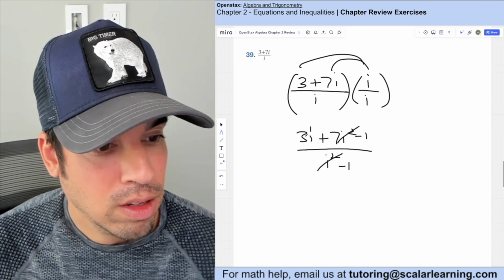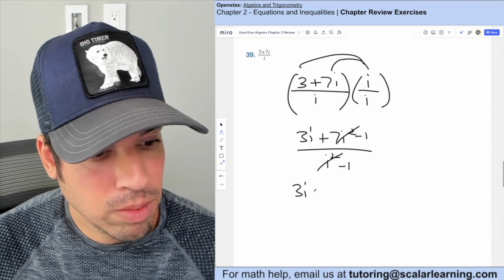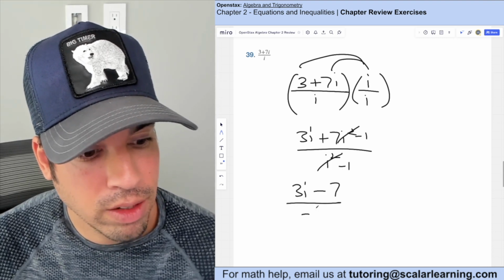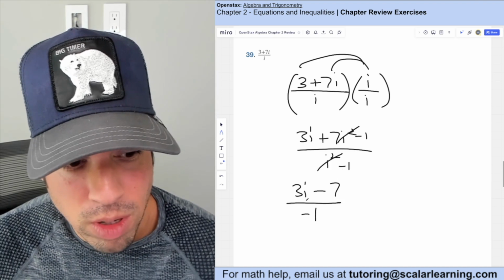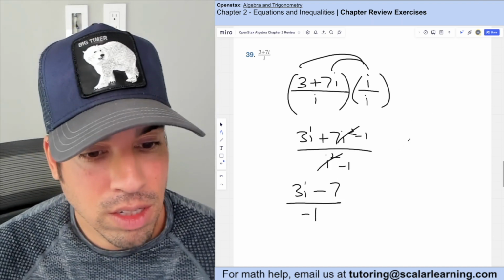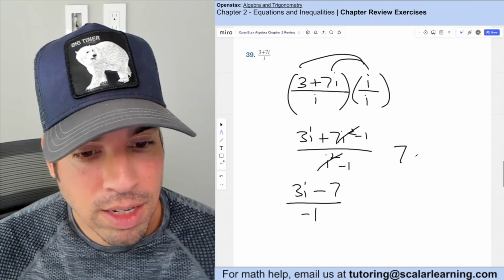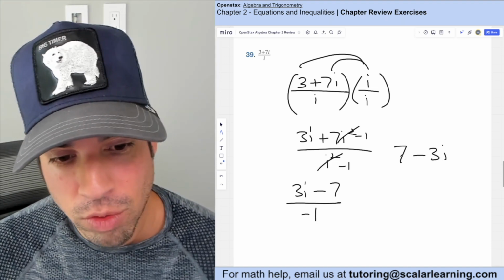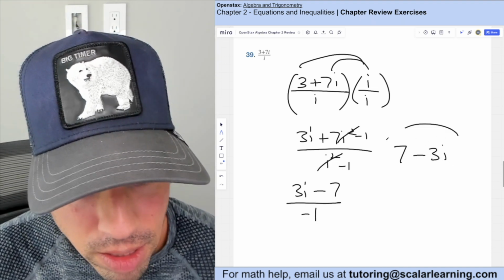So then I've got 3i, and then negative 1 times 7 is negative 7 over negative 1. When you divide both of these by negative 1, it's just going to flip the signs. So that's going to give me a positive 7 and a negative 3i. Just change it to real, then imaginary. This is the final answer.